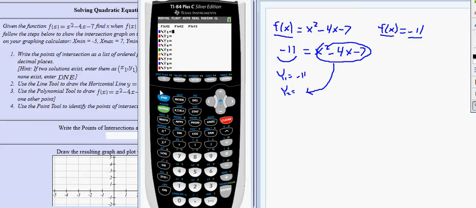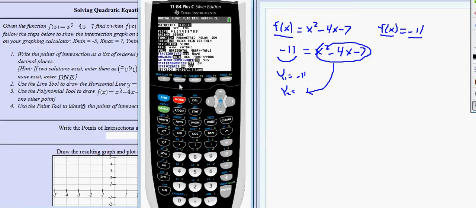So here goes. I'm going to suppose you just turned your calculator on. When you first turn your calculator on, you're on the home screen. Press y equals to get to the place where you can type in equations. If you have any equations in there already, the best thing to do is just to hit clear and get rid of them. I'm going to type in negative 11 as one of them. I'm going to go down and type in my second equation, which was x, and then here's the squared key. Use the subtract, not the negative key. Subtract 4x and then subtract 7.